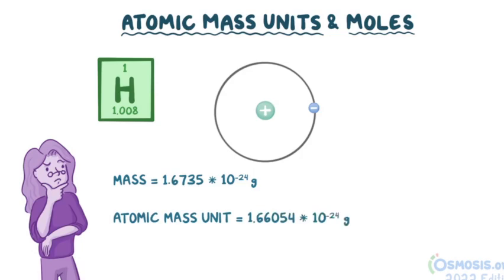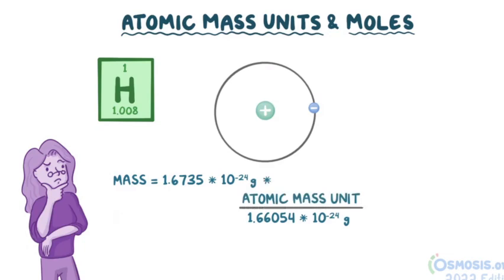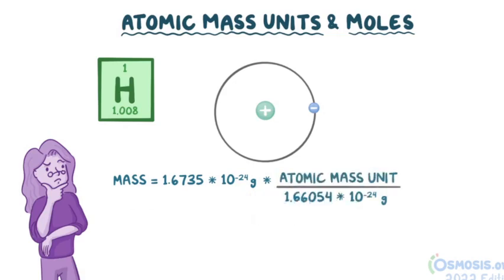So in order to find the mass of a hydrogen atom in atomic mass units, we multiply the mass by the conversion factor, consisting of one atomic mass unit divided by 1.66054 times 10 raised to the negative 24 grams. The grams cancel out, and we end up finding that one hydrogen atom has a mass of 1.0078 atomic mass units, or AMU.